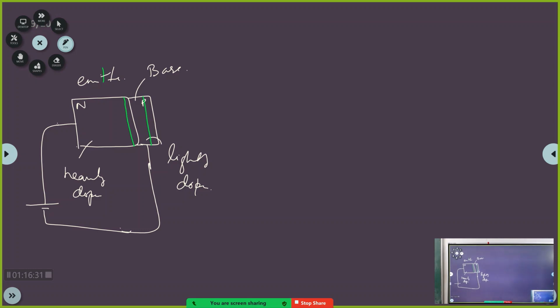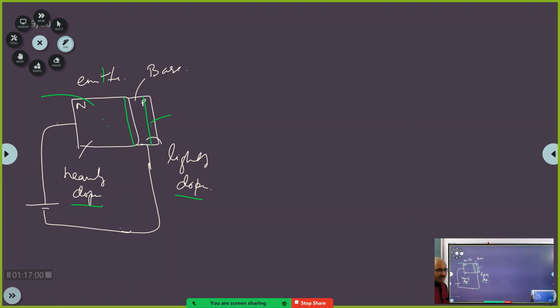Will start decreasing, so it just behaves like a normal diode. Correct? Now, what is important here? Look at the concentration gradient here and here: the concentration of the holes and the concentration of the free electrons. I told you this is heavily doped and this is lightly doped.